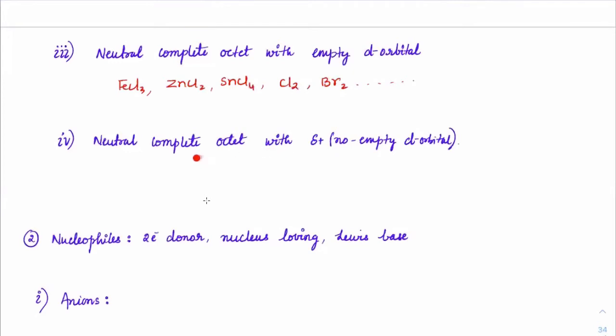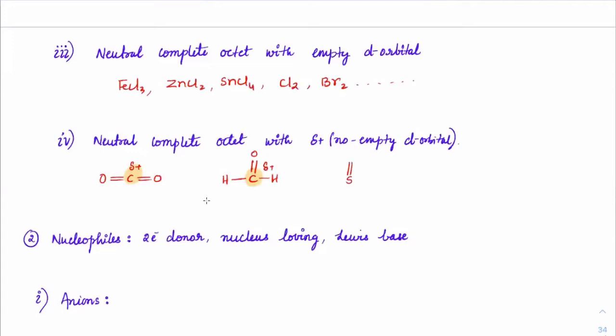Similarly, neutral complete octet species with a delta positive present on them. Here, there is a complete octet, but there is a delta positive present. Those types can also act like electrophiles. For example, if we have O double bond C double bond O, now we know that carbon will have delta positive. So this particular carbon site will act like an electrophile. Similarly, if you have H, C double bond O and H, in the same way this carbon, which has delta positive because of the oxygen pulling on it, will act like an electrophilic site.